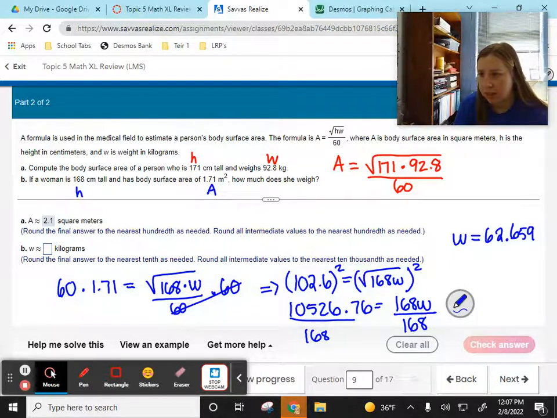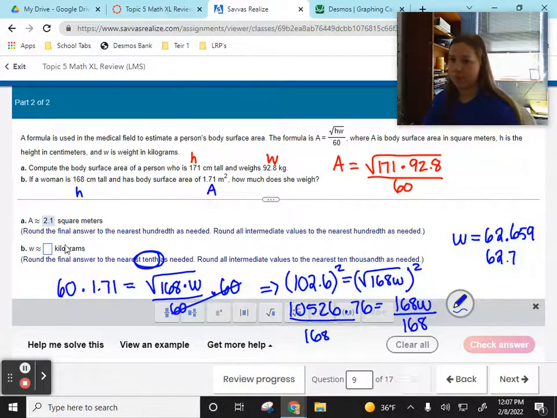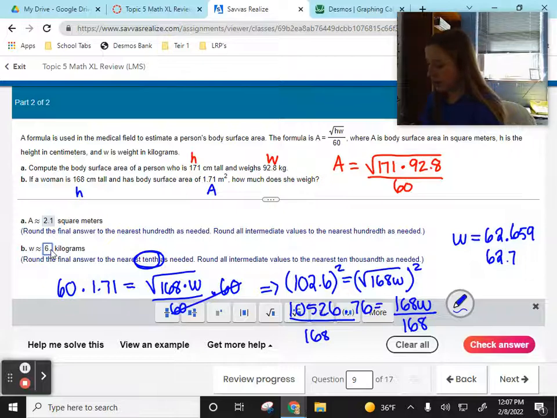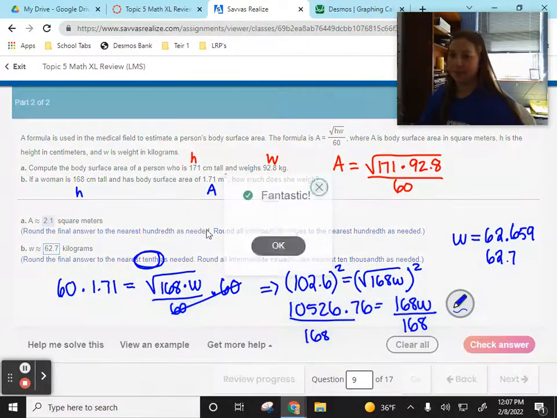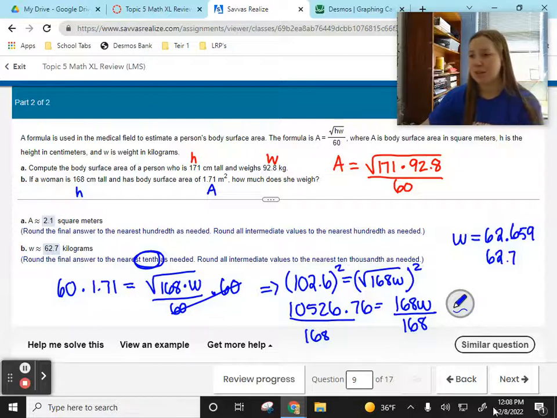But this time it says round to the nearest tenth. That caught me the first time I was doing this. So what my answer is going to be? Not 6.27, 62.7. There we go. Word problem, not that bad. Lots of numbers though that we're dealing with.